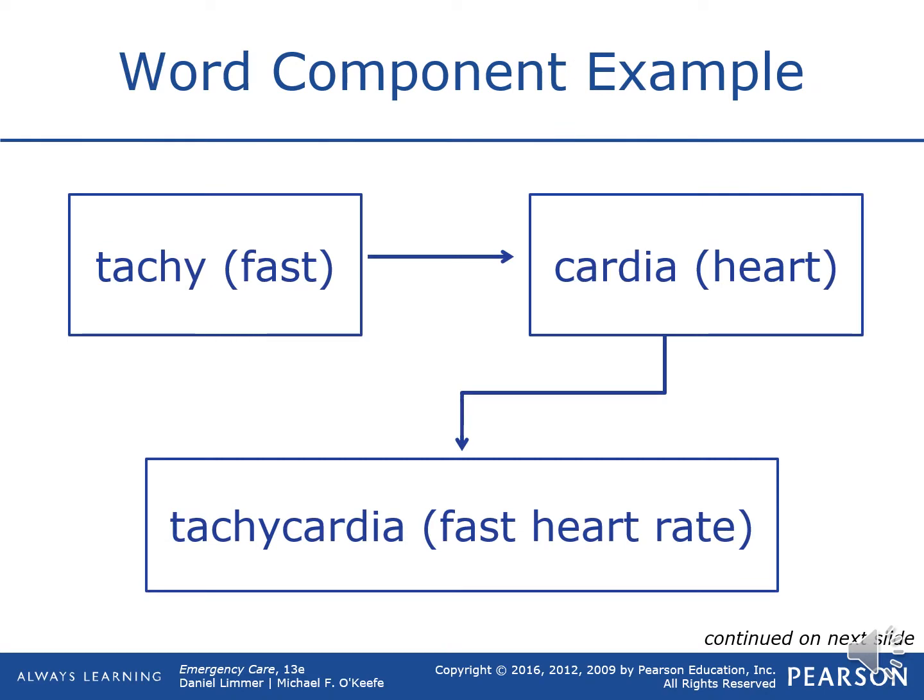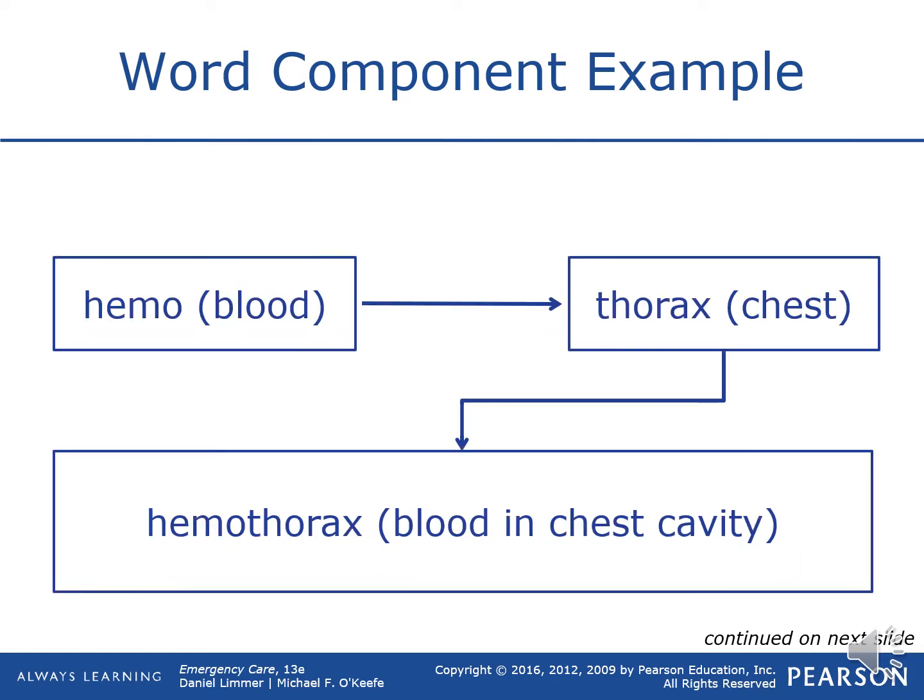Here's another example of how we are combining prefixes and root words. You have tachy, which is a prefix meaning fast, and cardia, which is a root word meaning heart. Put that together, you get tachycardia, which means fast heart rate. That is a term that we will be using in class from here on out. Another one, you have hemo, which is the root word for blood, and thorax, the root word for chest. Put those two together and you have hemothorax, which means blood in your chest cavity.